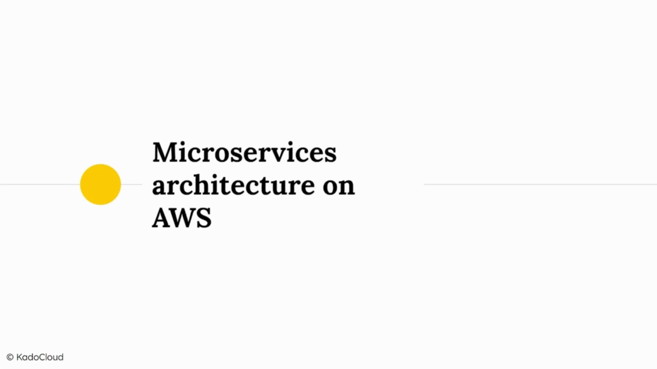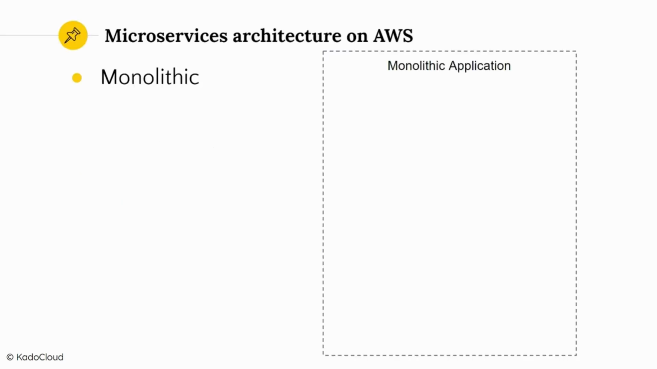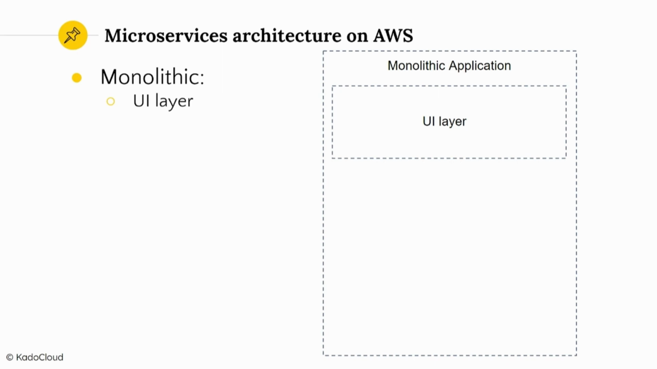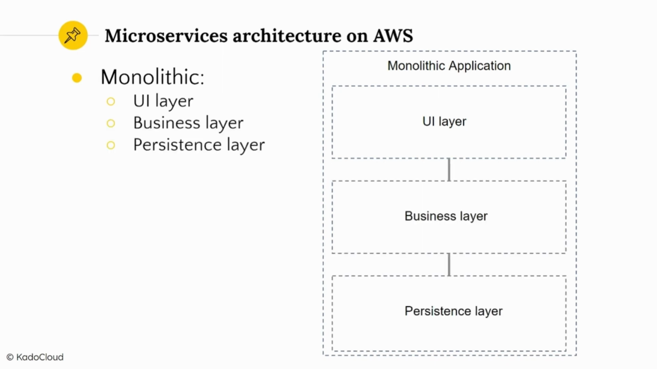In this module, we are going to deep dive into the world of microservices. Do not waste any time, let's get started. First, talk about the old way. Monolithic applications are traditionally structured into three separate layers: user interface layer, business layer, and persistence layer.